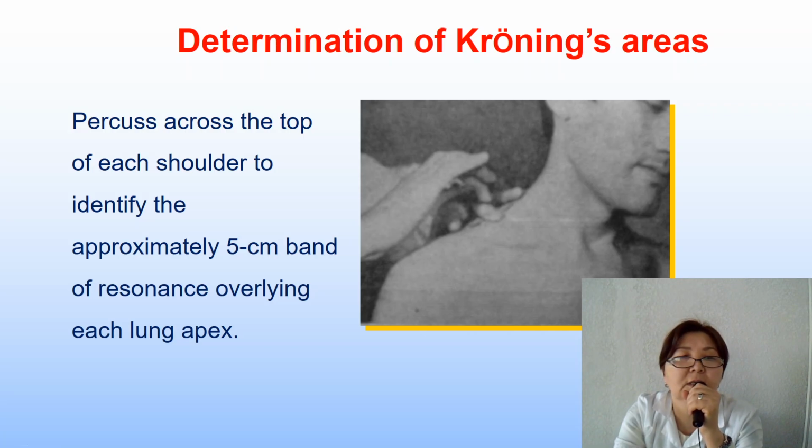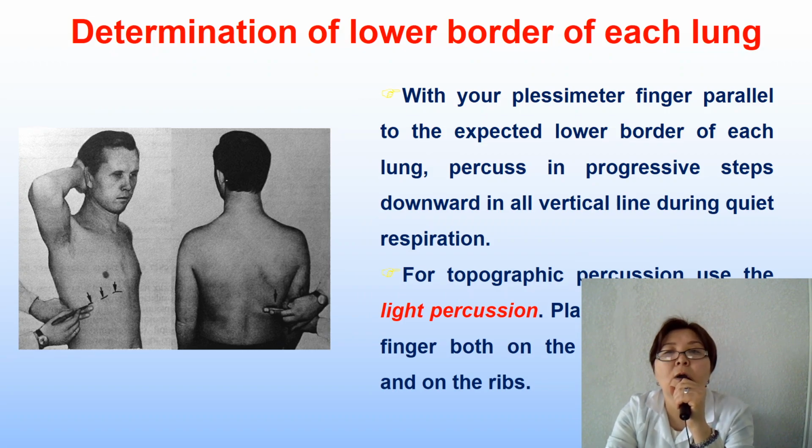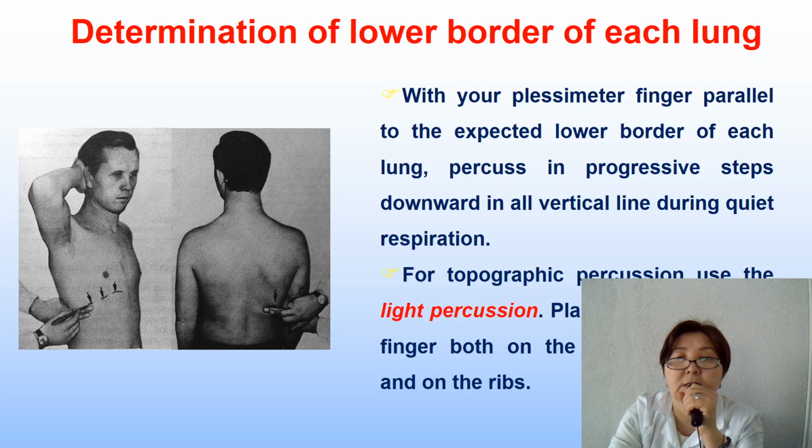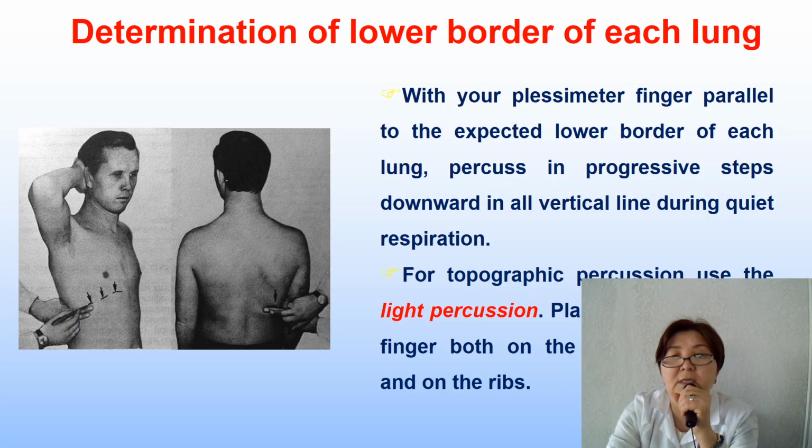Determination of Kroenig's areas. Percuss across the top of each shoulder to identify the approximately 5 centimeter band of resonance overlying each lung apex. Determination of the lower border of each lung. With your pleximeter finger parallel to the expected lower border of each lung, percuss in progressive steps downwards in all vertical lines during quiet respiration.